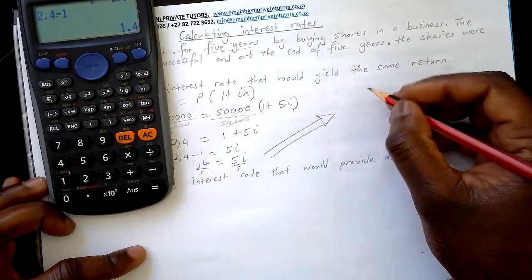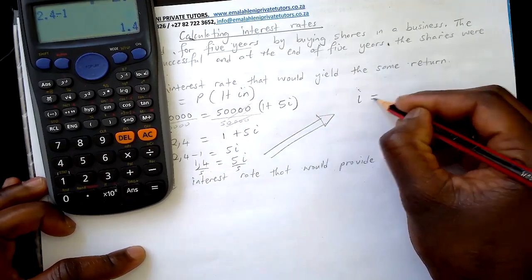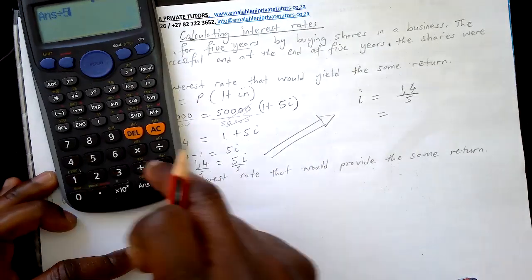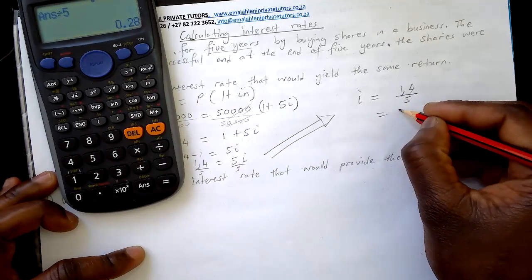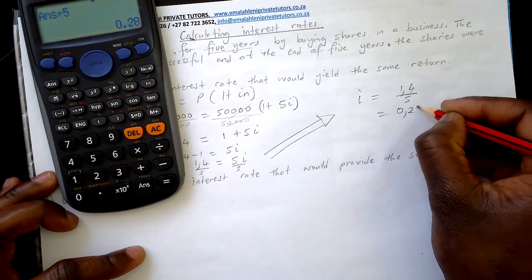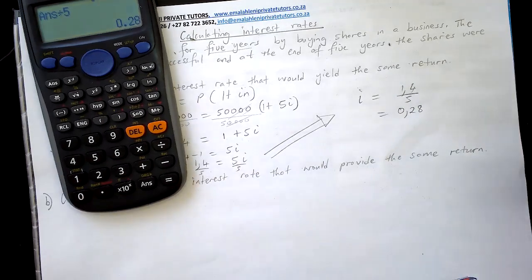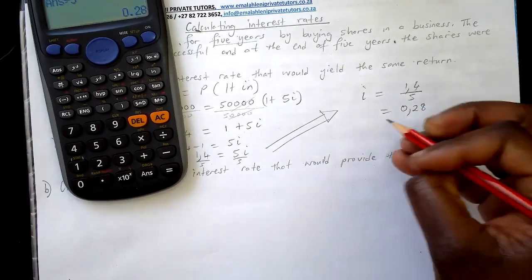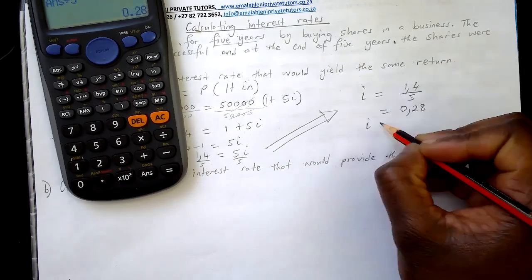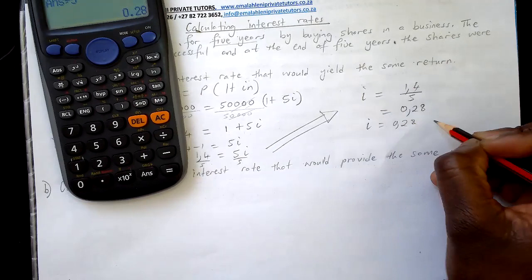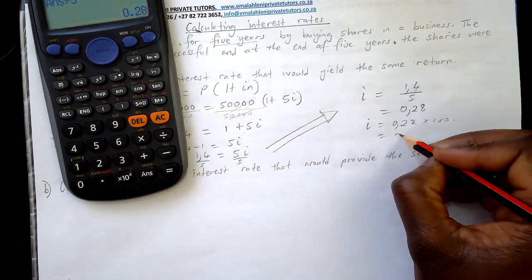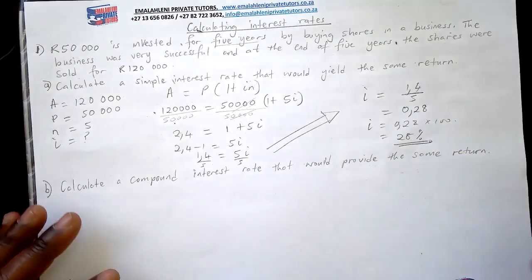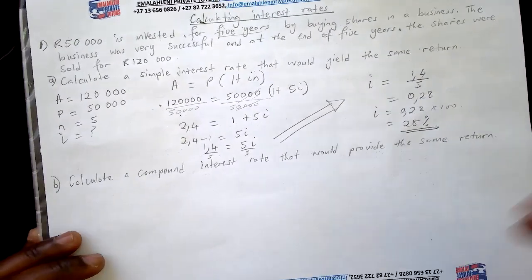Then we're going to say I is equal to 1.4 divided by 5. What do we get? We get 0.28. Now 0.28 means what? It means 28%, because we multiply 0.28 times 100, then we get 28%. So this is 28%. That's our I. That's how we get our I. Let's move on to the next one.